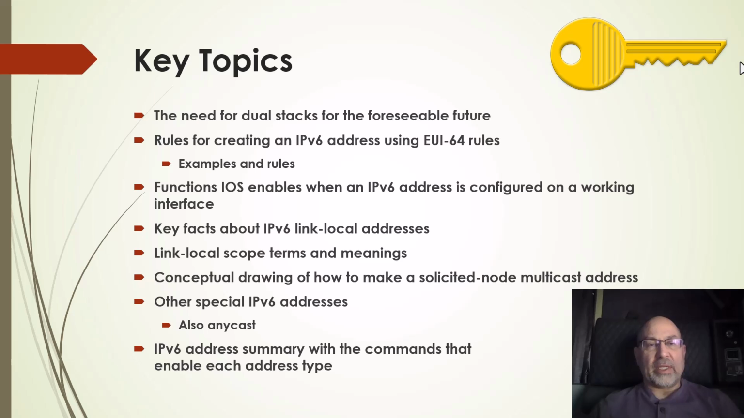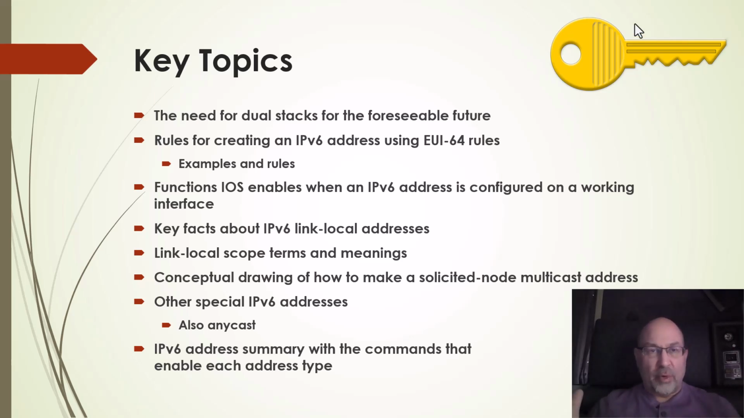questions. So our key topics, the need for dual stacks. Now what this is referring to is, are you going to run IPv4 and IPv6 at the same time? Creating rules for IPv6 addresses using what's called EUI64. So we'll do an example of how to convert those addresses. Then we'll talk about how to turn on IPv6 on an interface, how to get routing working. We'll talk a lot about the link local addresses and what some of the scope details are. And then we're going to talk a lot about some crazy addresses. One of them is the solicited node multicast address, and then other special IPv6 addresses.